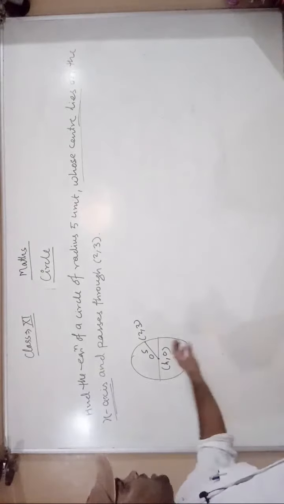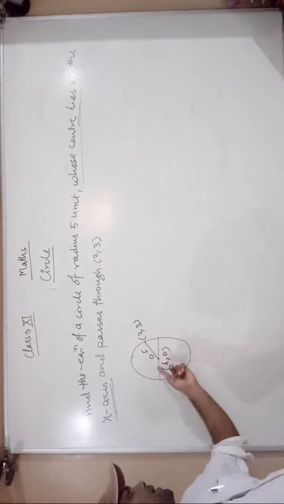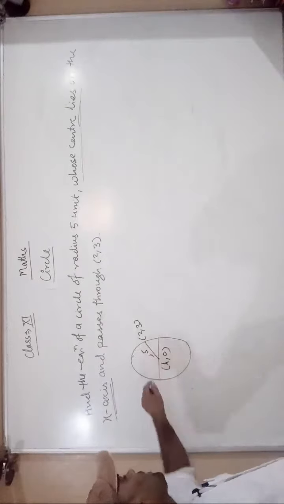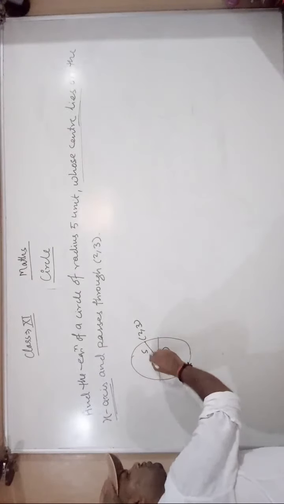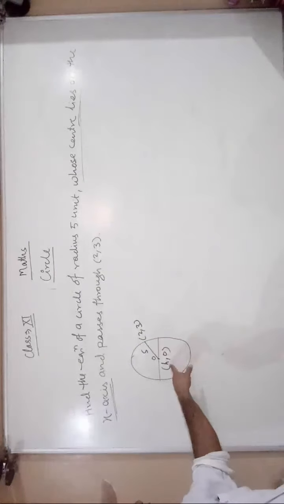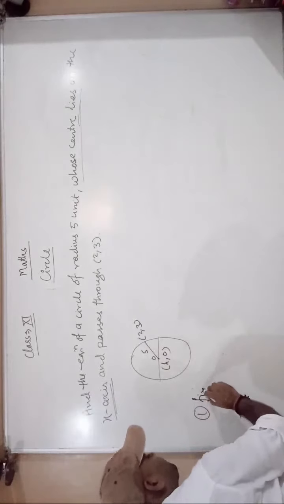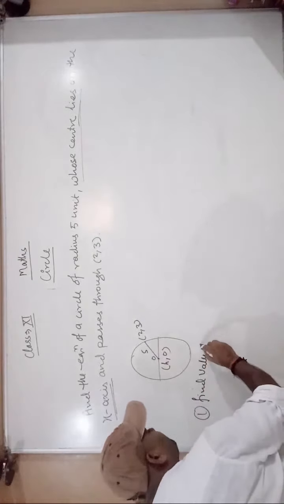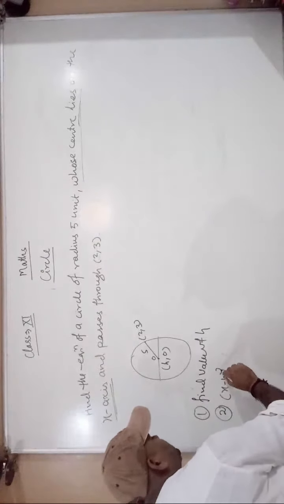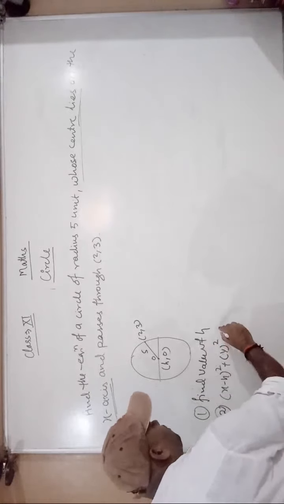The center lies on the x-axis, so y coordinate will be 0. That point I have taken as h and 0. Radius has been given as 5 unit and it passes through 2 and 3. So first we need to find out the value of h. First step, we need to find the value of h, and then we will use the formula x minus h square plus y minus k, means 0, is equal to r square.